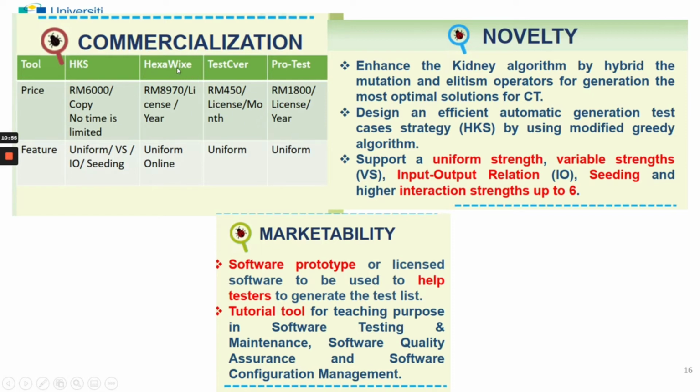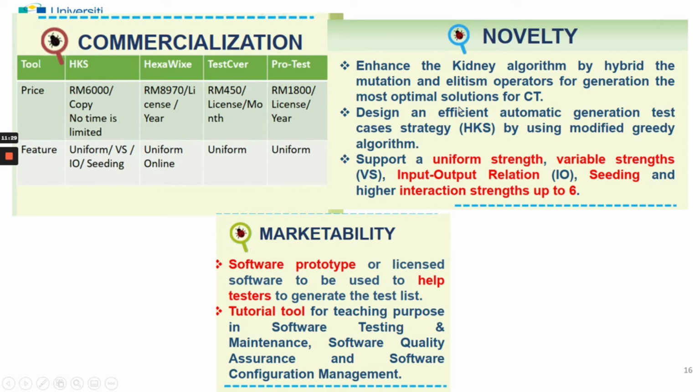While there are existing tools here, the price for Hexawise is 8,000 but only for 1 year, and it supports only uniform and is online only. Ours is online also, and portable, and can be run in Java. If you don't have access to the internet, you can download the portable version and run it on your device. Also, there is TestCover, which is 450, but that is based on 1 month. And also there is Pro-test.